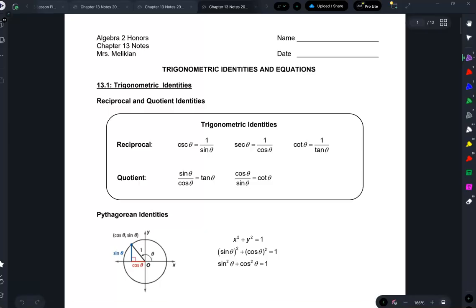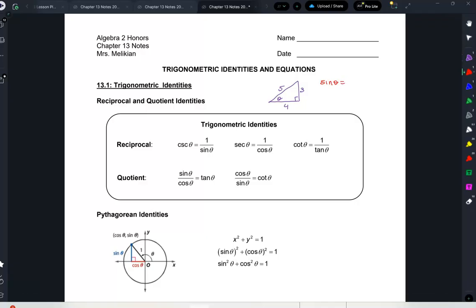Now, one other thing. Let's take a look at this. If we have a triangle like this, this is theta, this is 3, 4, and 5. This is a 3, 4, 5 triangle. The sine of theta, we all know, is 3 over 5. Cosine of theta is 4 over 5, right? Now, tangent of theta is 3 over 4, right? This we know. We've been doing this since last semester, chapter.